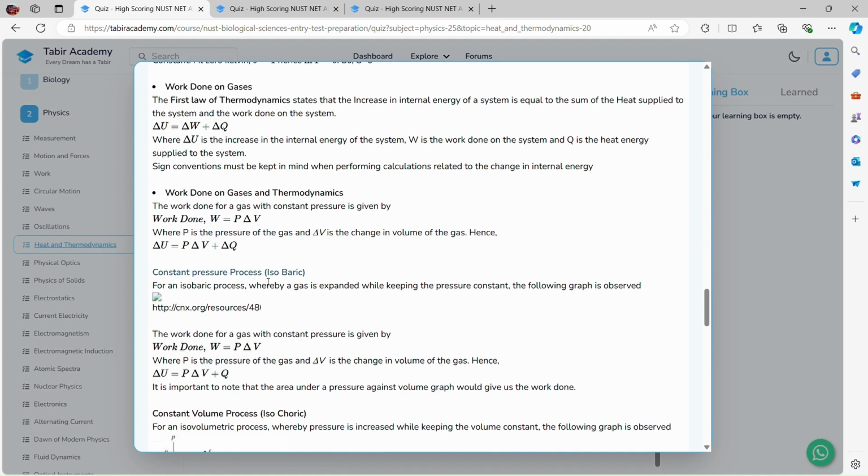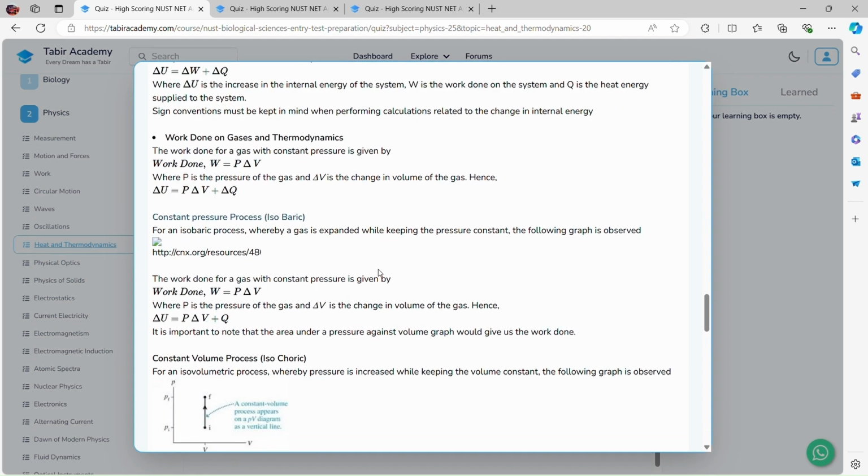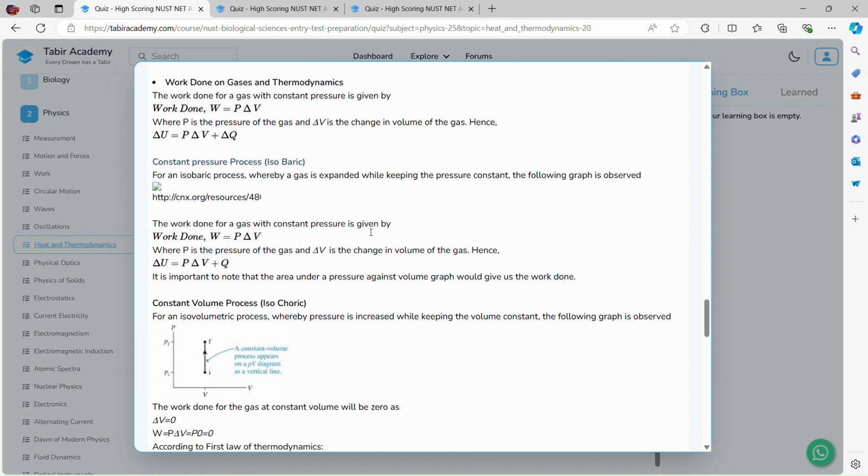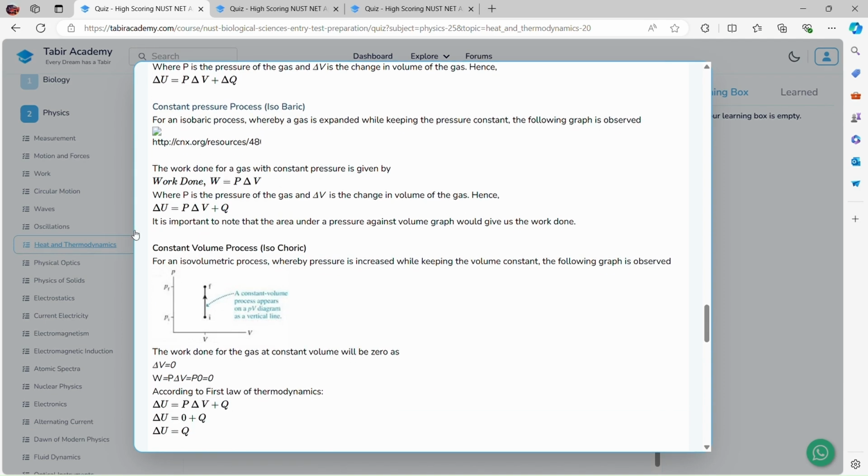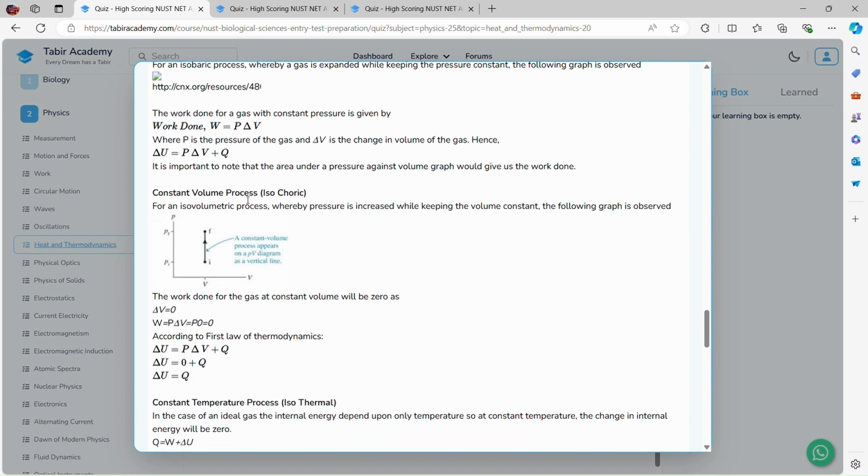Constant pressure process. For an isobaric process whereby a gas is expanded while keeping the pressure constant, the following graph is observed. The work done for a gas with constant pressure is given by W equals P delta V, where P is the pressure of the gas and delta V is the change in volume of the gas. Hence, delta U equals P delta V plus Q. It's important to note that the area under the pressure against volume graph gives us the work done.